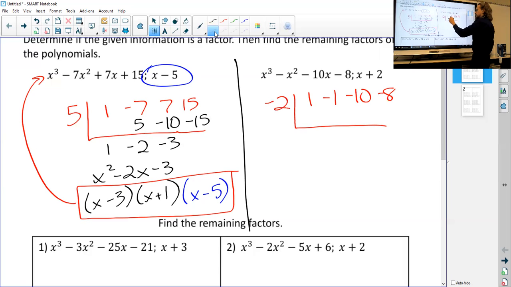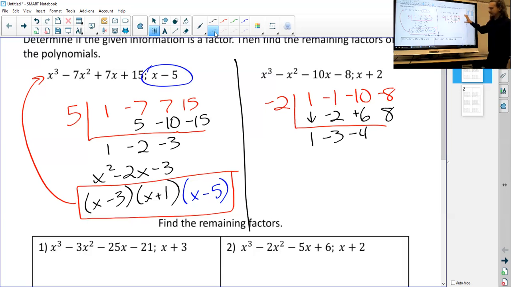We go through, bring down the 1. Negative 2 times 1 is negative 2. Negative 1 minus 2 more is negative 3. Negative 2 times negative 3 is negative 6. Wait a minute. Positive 6, sorry. Negative 10 plus 6 is negative 4. Negative 2 times negative 4 is positive 8. And again, that's what we're looking for.